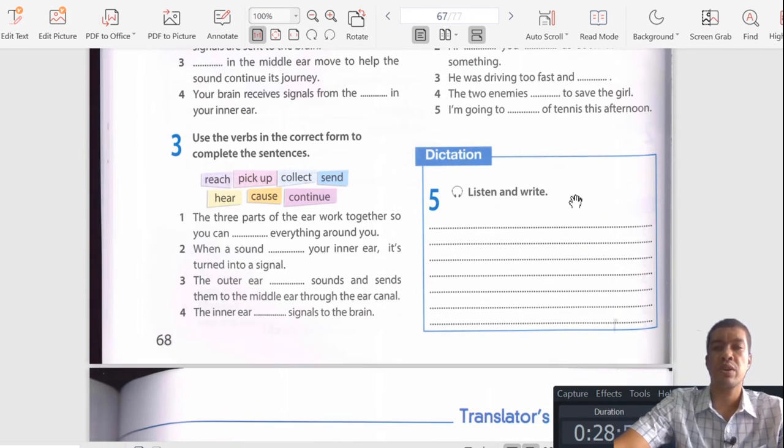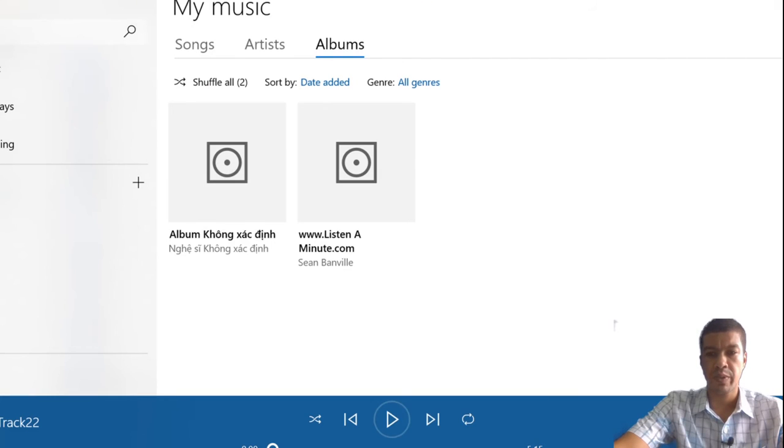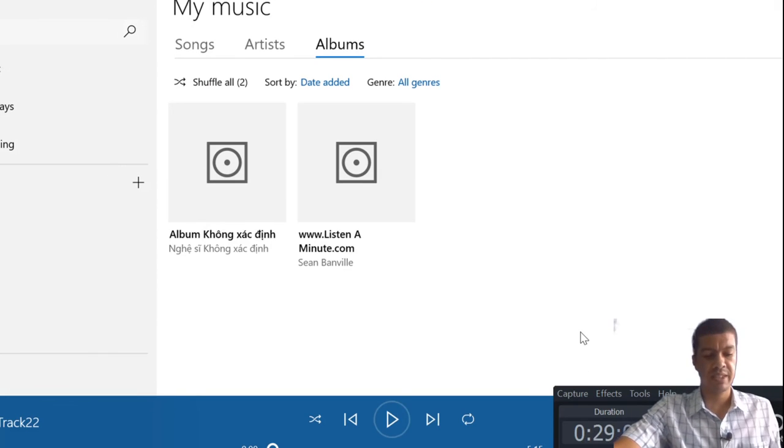So I say I'm going to play a game of tennis this afternoon. Alright, and moving on to our last part, which is the dictation, which I will play for you, and then I want you to jot down and write the dictation, and then we will reveal the answers at the end. Alright, and I'll play the dictation and then we can go through it together.